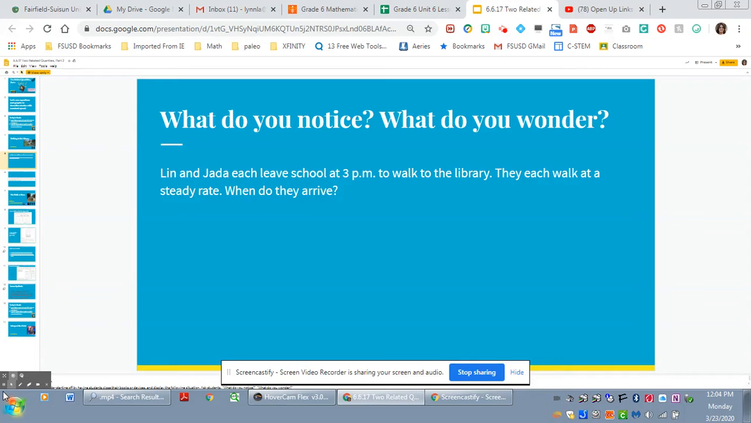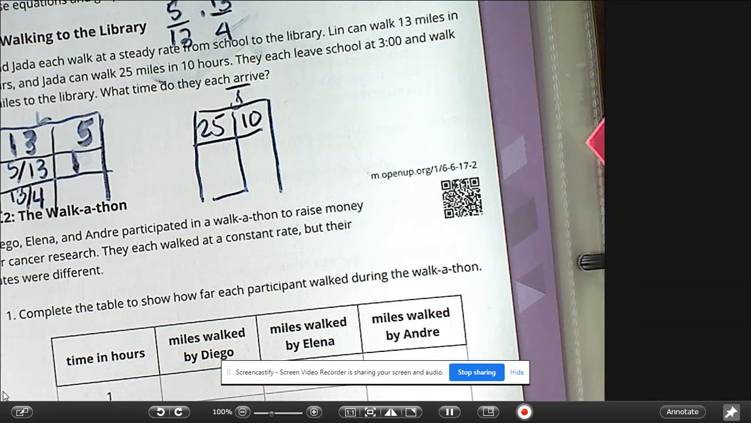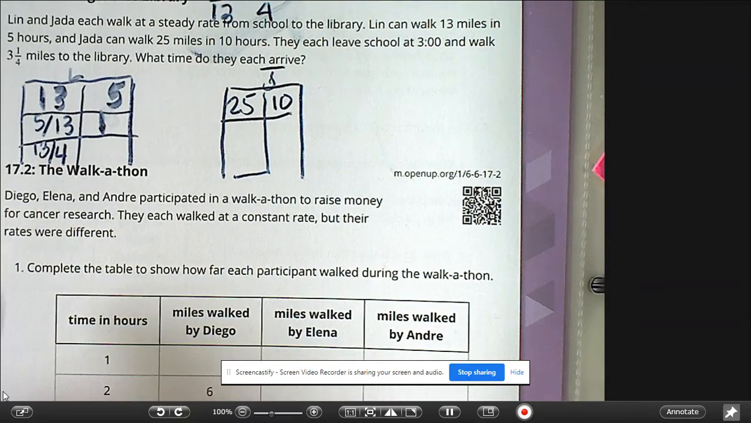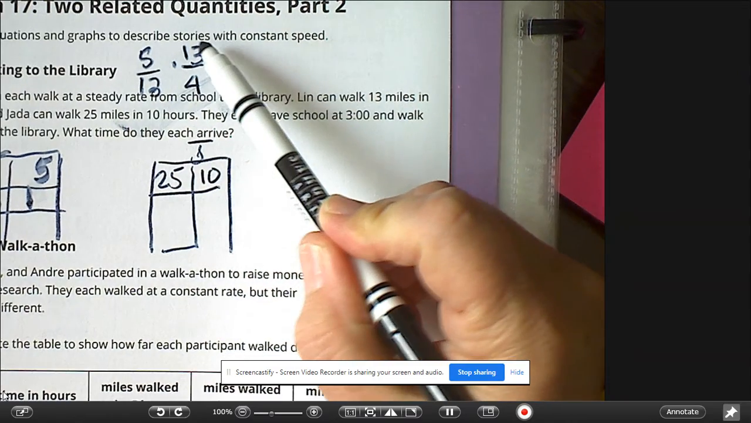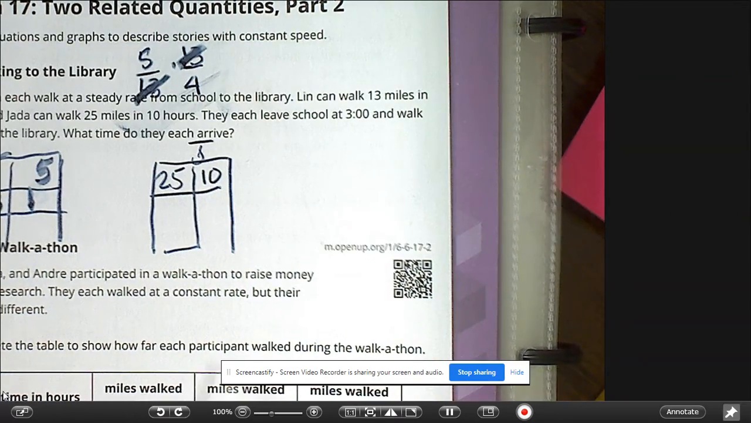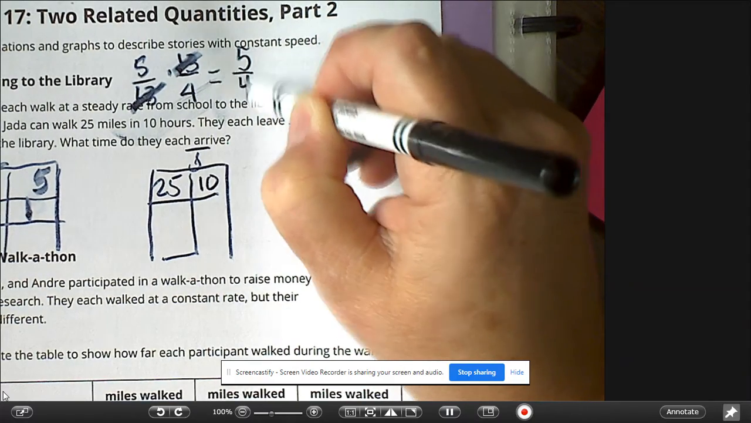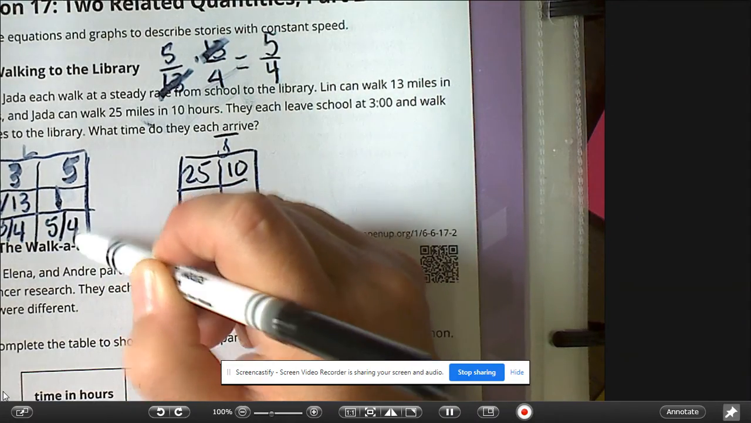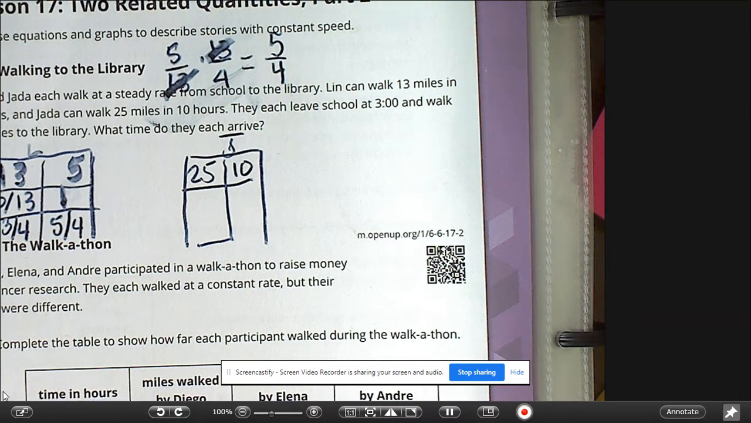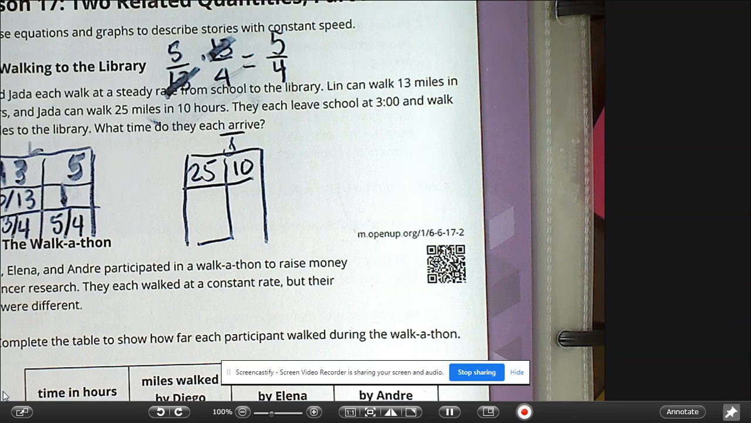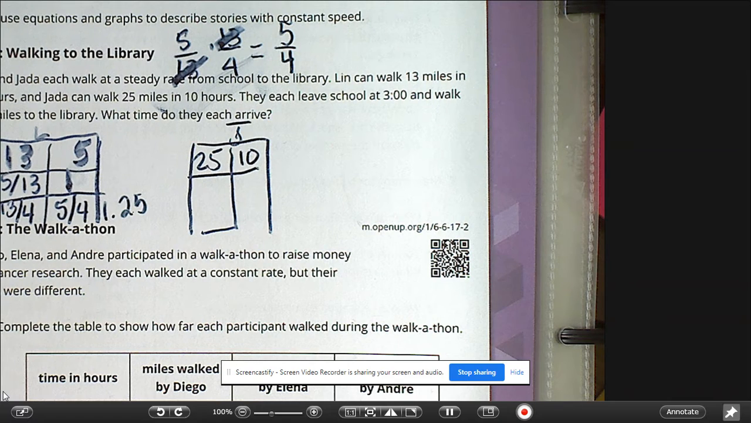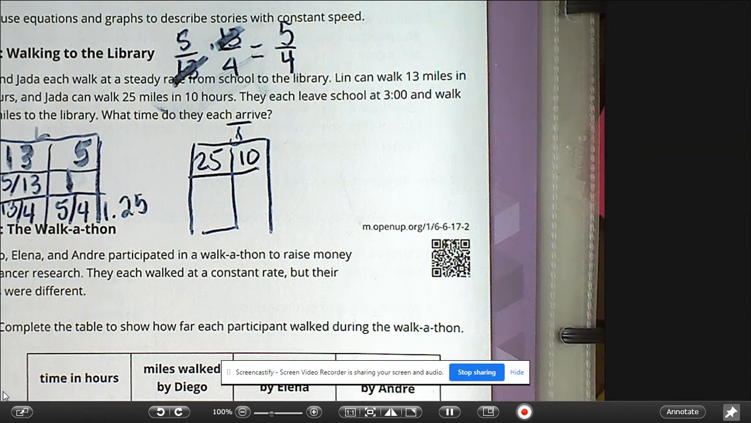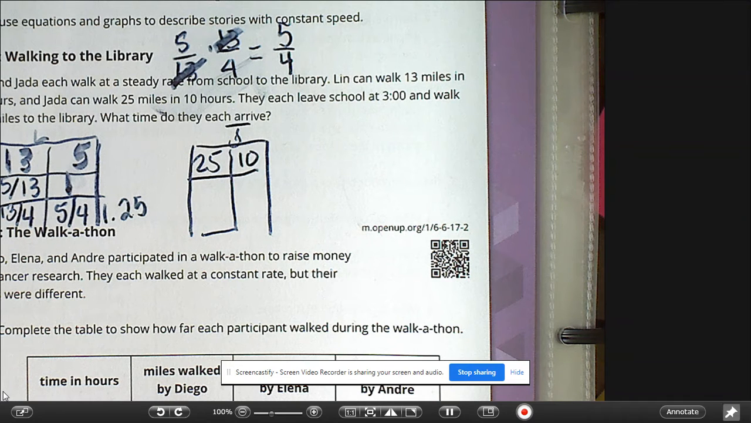So if you're multiplying, let's come back to my page. You're multiplying 5/13 by 13/4. And if you're cross canceling, these 13s are going to cross each other out. So your answer for this one is 5/4, and 5/4 of an hour. So 1¼ hours or 1.25. That's how long it takes to go to the library. So if they leave at 3, 4¼ would be 4:15.